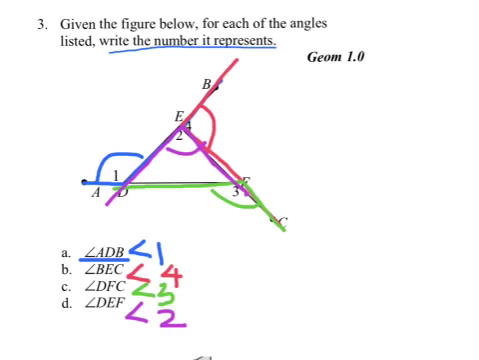So if you see, I wrote the answers. Angle BEC, that's this top one, that's angle 4. Angle DFC, I'll trace it again. DFC is angle 3, that's right here, angle 3. And the last one is DEF, and that one is right here, and that's angle 2.